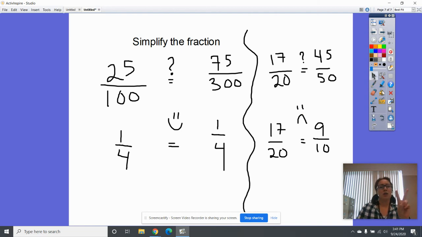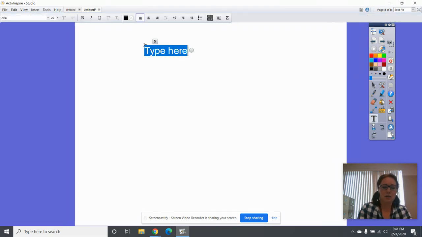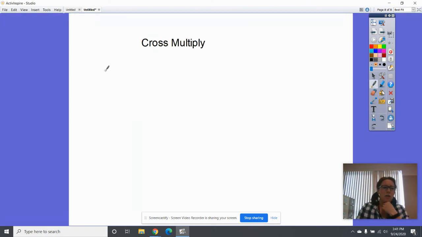So there's two strategies. One is turn it into a decimal. One is simplify the fraction. And let me show you the last strategy. Probably not the very last ever strategy, but the last of the three that I always use. And this one is to cross multiply. So I'm going to have my two fractions. Say I have the fraction 10 over 50.